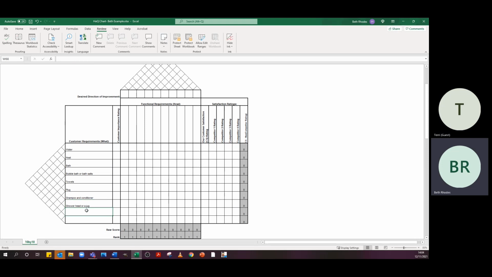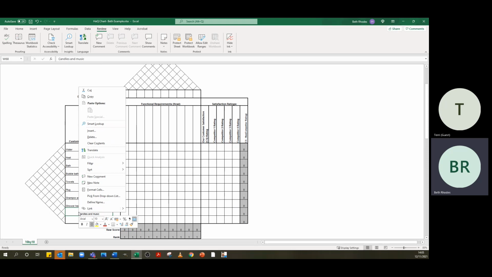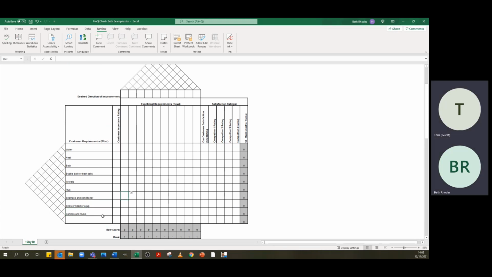Think about your atmosphere. You might want a candle. So you might want some candles and music. What else might you want? I think for me, that'd be everything. Okay. So that's what your customer is wanting from the situation.